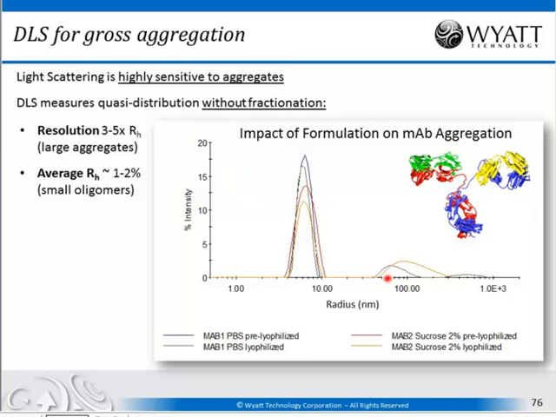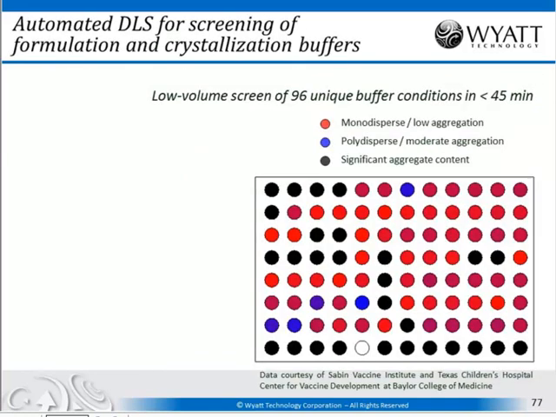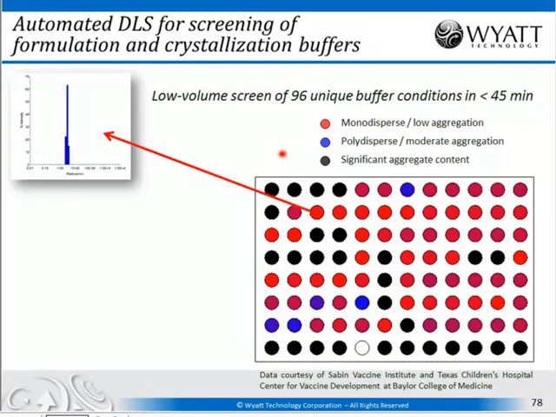So in order to get actual resolution between these peaks, you need to have a difference of 3 to 5 times in radius, which is, of course, about a factor of 100 in molar mass. So we're not looking at very small differences in oligomers, but you can see shifts in the width of this peak and then the average value of the peak of just a few percent, which actually does give an indication of smaller oligomers.